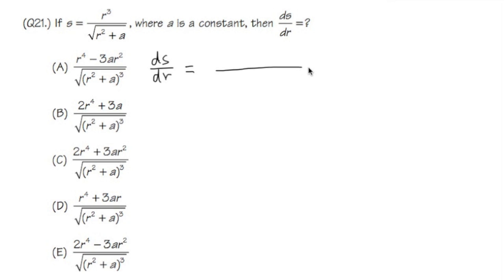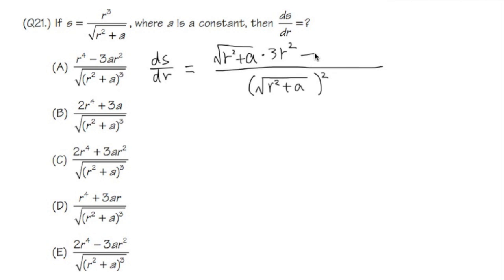Use the quotient rule, which says let's square the denominator first. So I will take square root of r squared plus a, put that in the parentheses, and I'll square that. And for the numerator, I'm going to take the bottom function and put it on the top. So here I will get square root of r squared plus a, and I'm going to multiply by the derivative of r to the third power. The derivative of r to the third power is 3r squared.